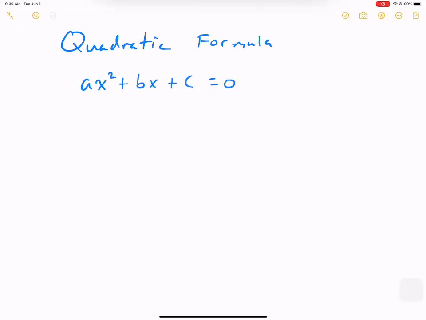An example of this would be 3x squared minus 2x minus 1 is equal to 0. We could complete the square. We could try factoring this. We could try a lot of different things with this problem.